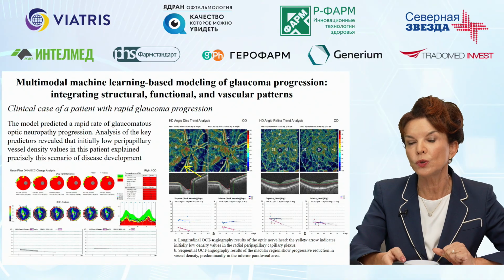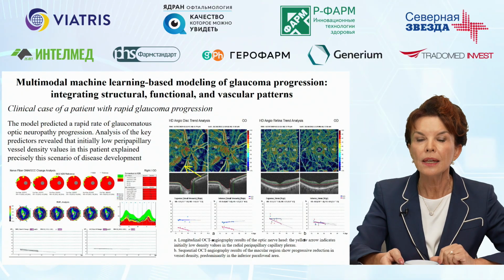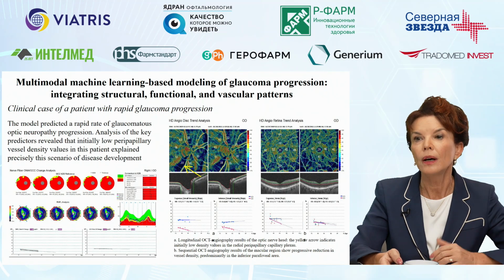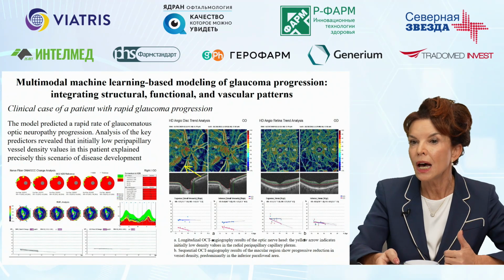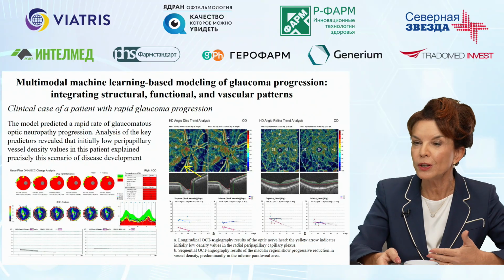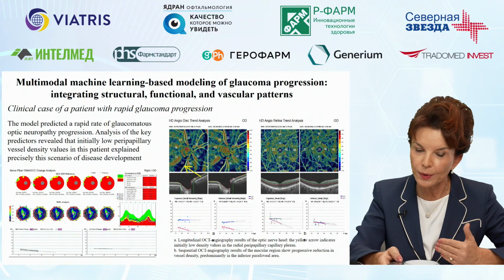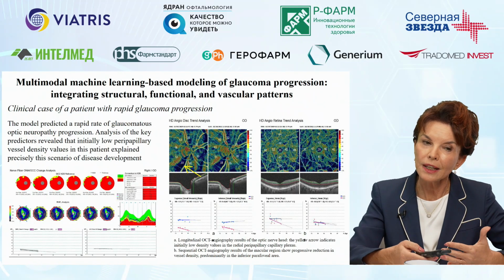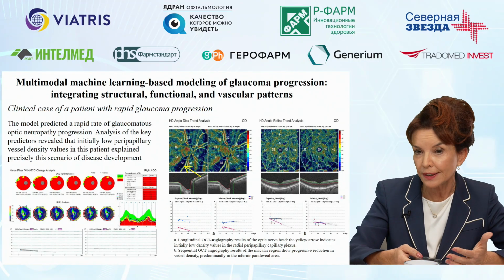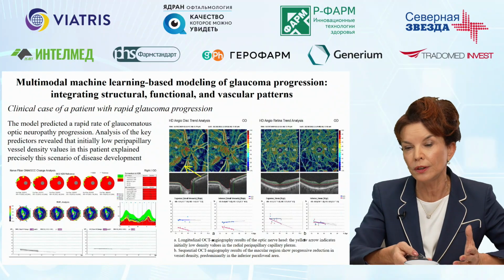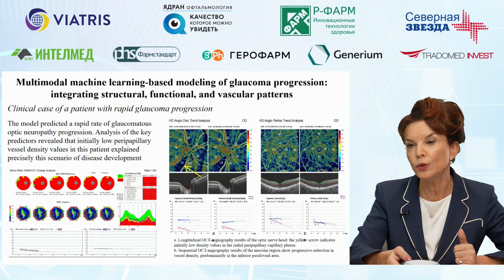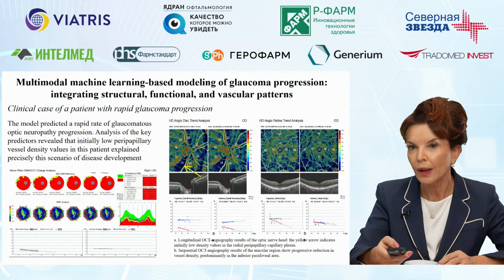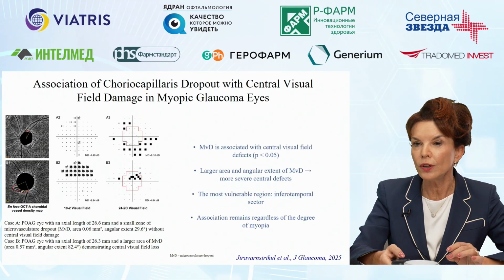You can see an example of the patient with this advanced stage. You can see the structural OCT, and you can see the loss of capillaries in the radial sector. And again, this is one of the reasons and the biomarker of the rapid progression of glaucoma. And here, when we analyzed this situation, if at the early stage we could use this particular model, this algorithm, we could predict rapid progression of glaucoma right away.